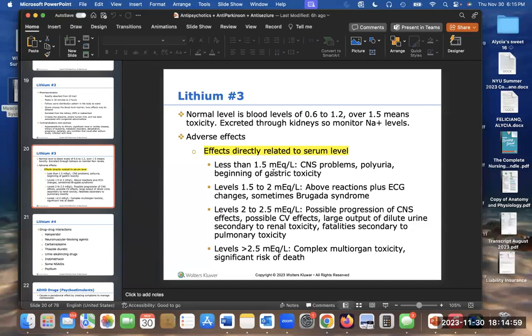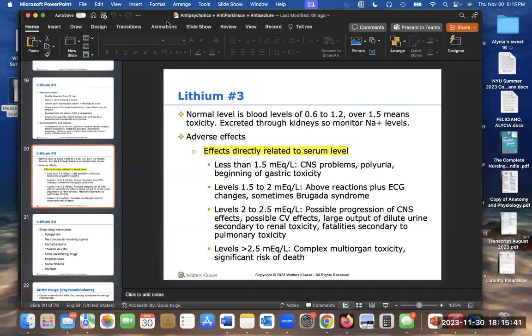You need to know what can happen at all of these levels. If they have a blood level of less than 1.5, let's just say 1.4, they could have CNS problems, polyuria, or gastric toxicity, something wrong with the bowels. If the level is between 1.5 and 2, they could have EKG changes. If it's between 2 and 2.5, we have more CNS effects, more cardiovascular effects, dilute urine and renal toxicity, and pulmonary toxicity. So you see how the symptoms are increasing. Over 2.5, almost multi-organ failure and death.